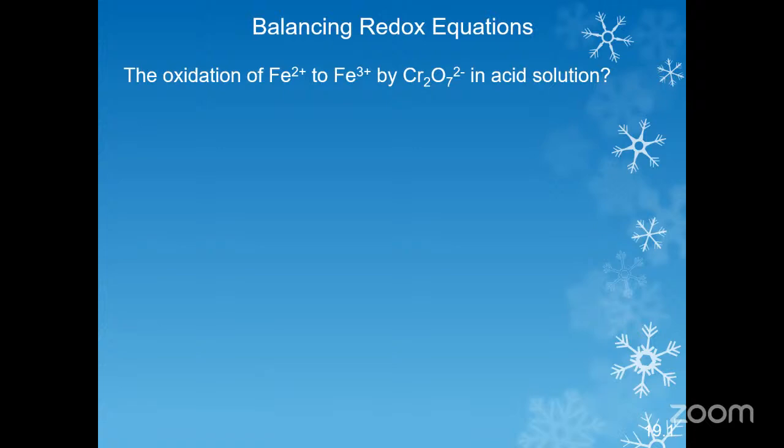So there's another method that is used strictly for balancing redox equations. In some textbooks, they call it the ion-electron method. So I'm going to demonstrate that by doing this particular example.